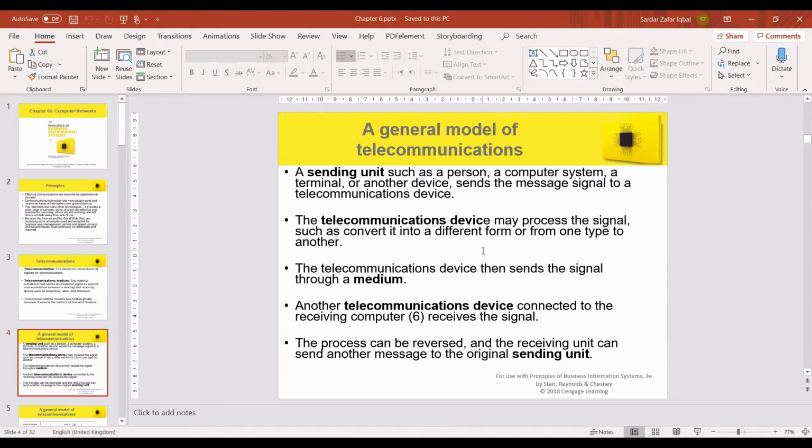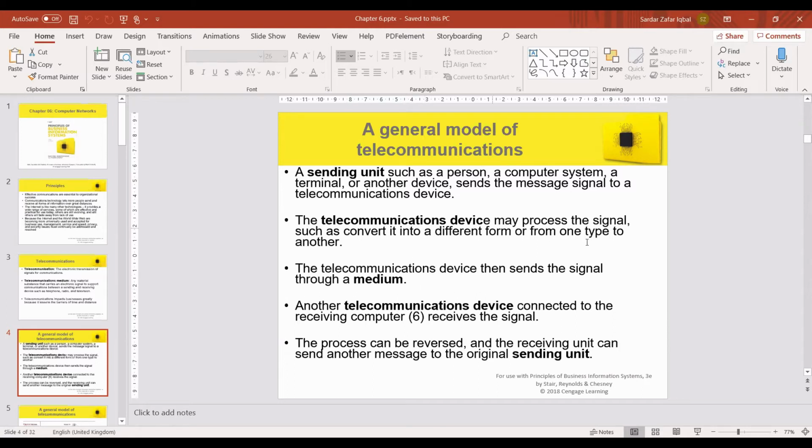Okay, so what is the general model of telecommunication? So there are different things. The first one, sending unit, the sender such as a person, a computer system, or terminal, or another device, sends the message signal to telecommunication device. So you will send the message to the device like modem, maybe. So sending unit can be person, computer, or any device.